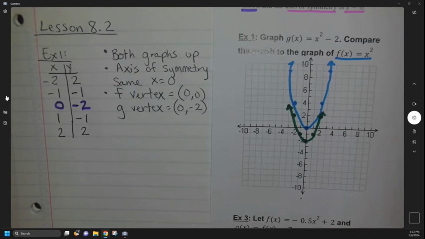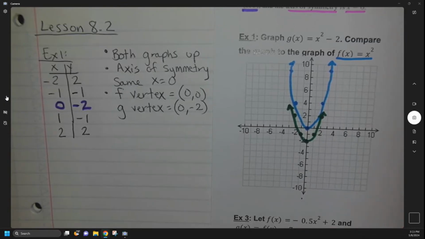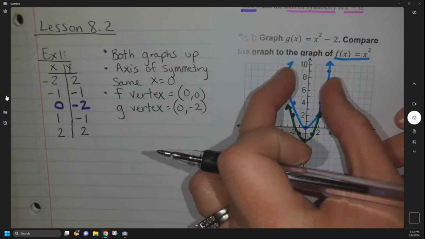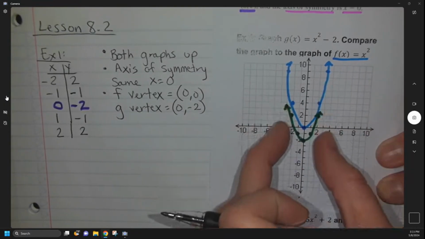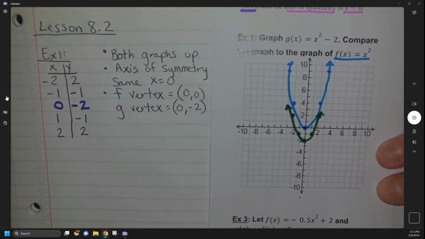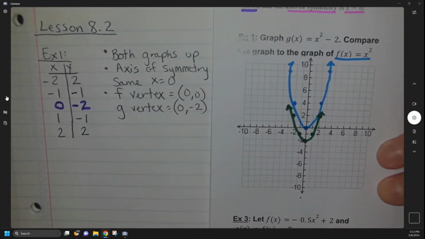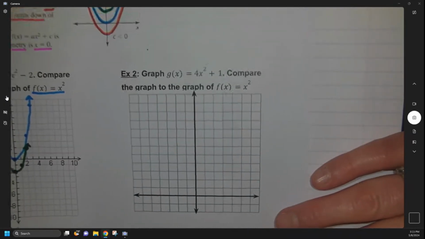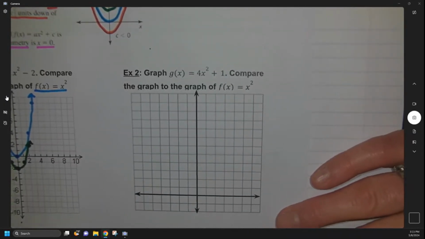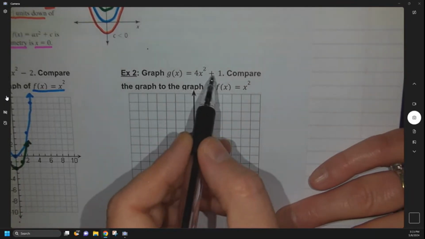The reason that vertex is (0, -2) is because I took my blue function and slid it 2 units down from the graph of the function f. All right, let's take a look at example 2. For example 2, we have g of x equals 4x squared plus 1.